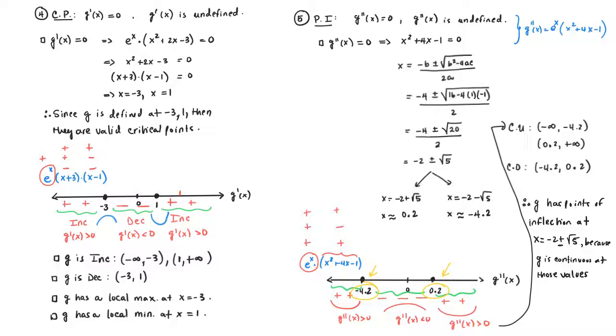g is continuous at those values of x, and g changes concavity at those values. So both conditions are satisfied. So we found 2 places, 2 values of x where g is going to have points of inflection. On my next slide, I'm going to go ahead and collect all of my points so that I can start the sketch of the graph.